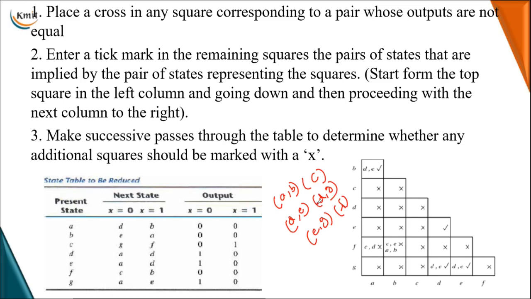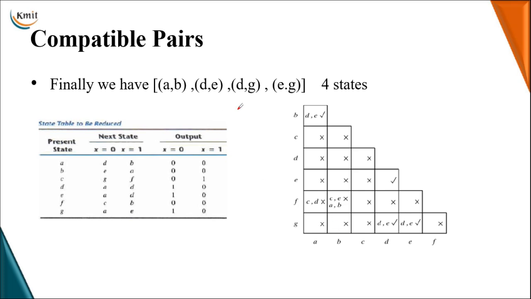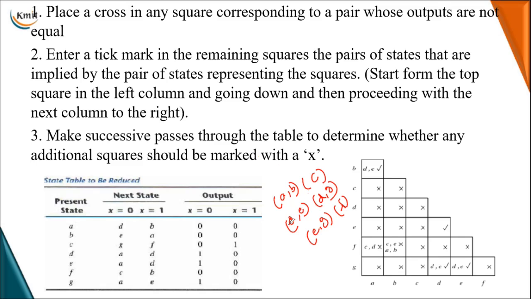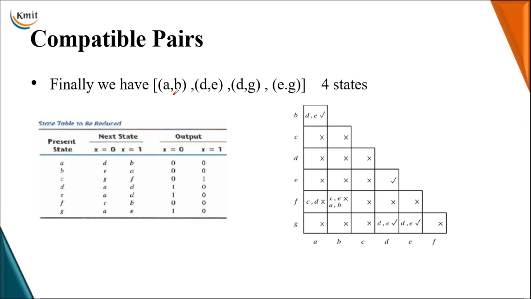So like this we will determine the primary states which are compatible and non-compatible states. Upon merging your states, we determine the states which are compatible. Here the compatible states are AB, DE, DG as well as EG. So only these 4 states are compatible, and C and F are not compatible.